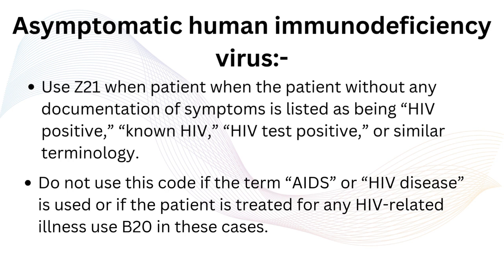Asymptomatic human immunodeficiency virus. Z21, asymptomatic human immunodeficiency virus, HIV infection status, is to be applied when the patient without any documentation of symptoms is listed as being HIV positive, known HIV, HIV test positive, or similar terminology. Do not use this code if the term AIDS or HIV disease is used or if the patient is treated for any HIV-related illness or is described as having any condition resulting from his/her HIV positive status. Use B20 in these cases.